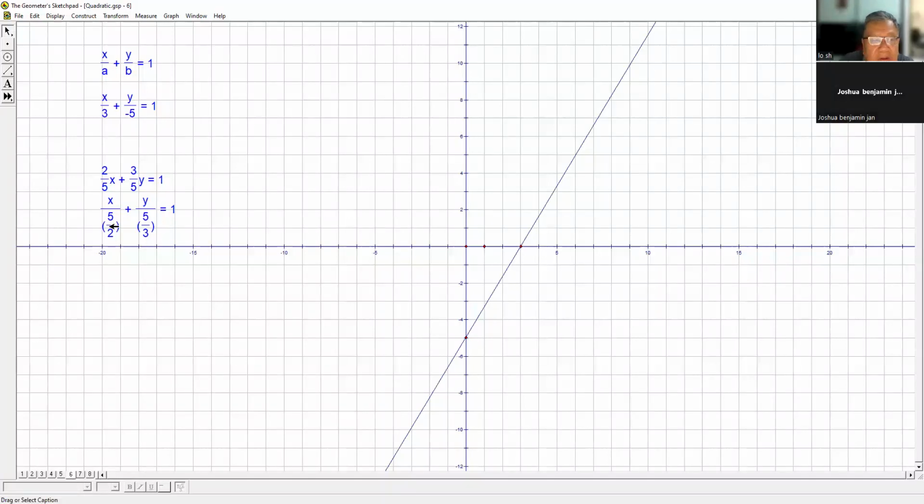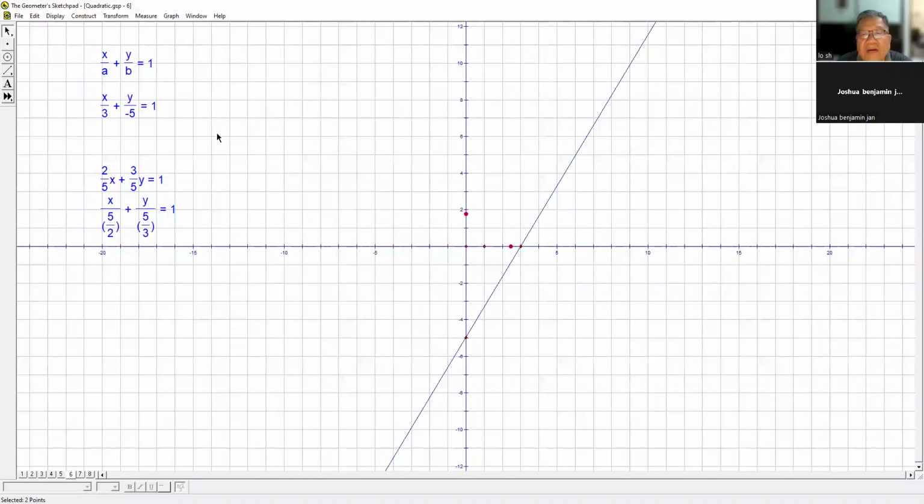Divide by 5 over 2 means multiply with 2 over 5. Now the x divided by 5 over 2 is the same as multiplying with 2 over 5. But in this form, I can plot 5 over 2. The x-intercept is 5 over 2, which is 2.5. 1, 2, this is 2.5. Then the y-intercept is 5 over 3, which is 1.66. Let's say somewhere here. So I mark the two points on the x-axis and the y-axis.